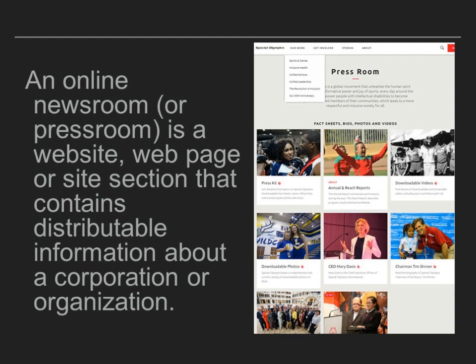Okay, so here we are, an example of online press rooms or newsrooms. I've had people ask me, what is that? Someone's asking that now, Shannon. I see your message here. So the online newsroom or press room is basically a page on your website that contains distributable information about the corporation and organization. And there are some examples here that I've added in the slides that you can see.